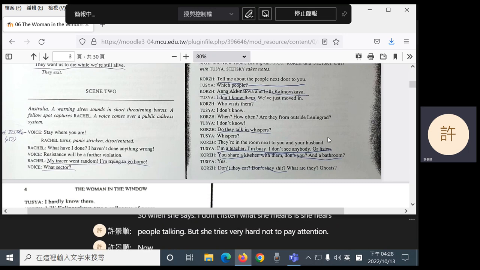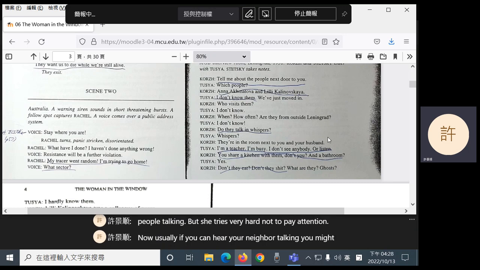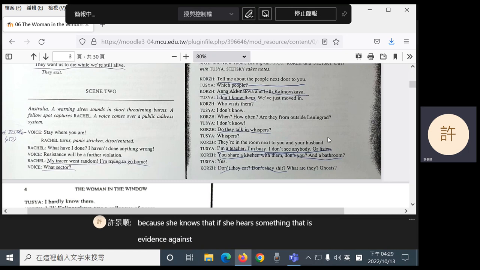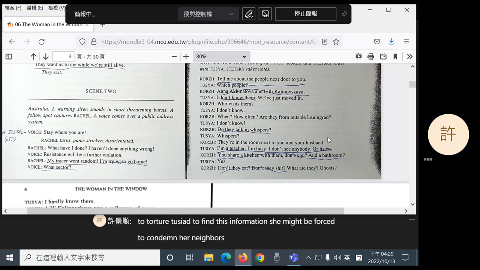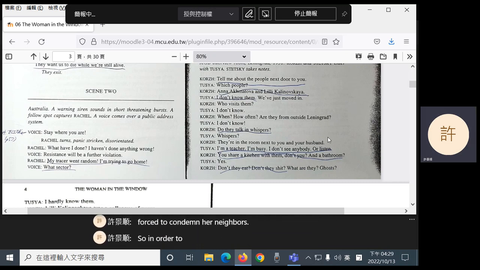Now, usually if you can hear your neighbor talking, you might feel a bit curious. What are they talking about? What kind of people are they? But here she tries very hard not to pay attention. And this is because she knows that if she hears something that is evidence against Anna Akhmatova, and the secret police try to torture Tosya to find this information, she might be forced to condemn her neighbors. So in order to protect herself and her neighbors, she tries very hard not to pay attention to whatever she hears.